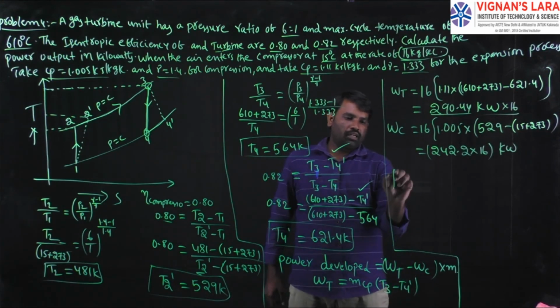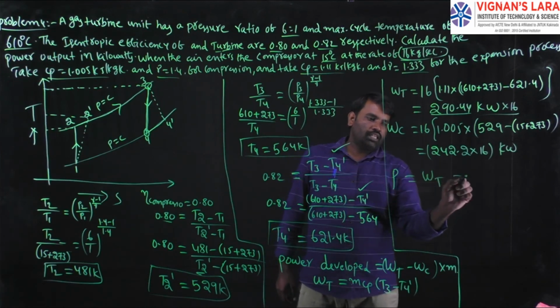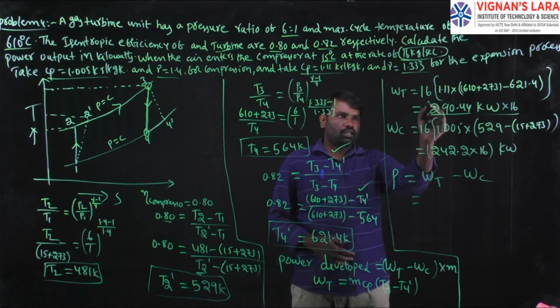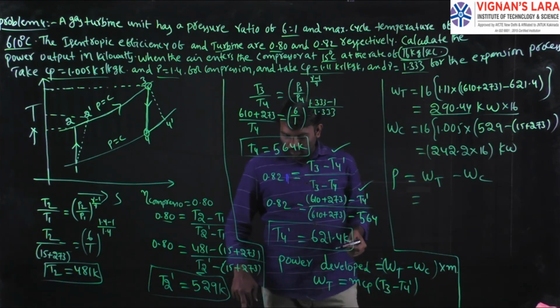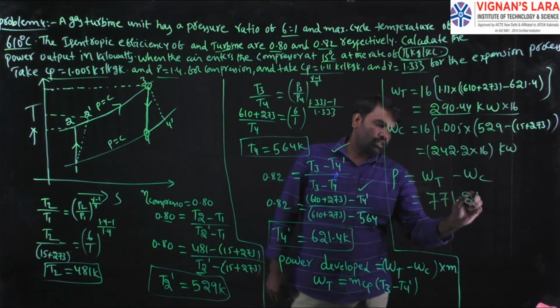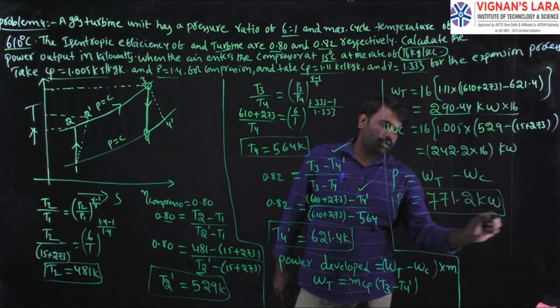So the final term, the power developed by the plant, is turbine work minus compressor work. If you substitute the turbine work and compressor work in this equation, you get the power output as 771.2 kilowatt. In this manner you have to solve the present problem.